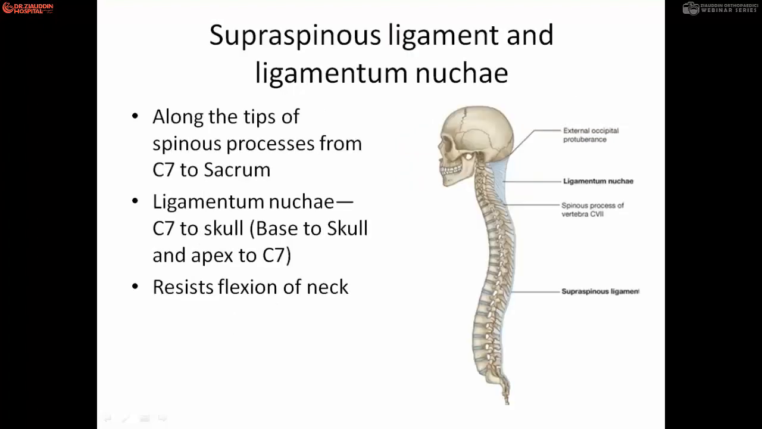Another ligament is the supraspinous ligament and ligamentum nuchae. It runs along the tips of the spinous processes starting from C7 to the sacrum, and from C7 above there is the ligamentum nuchae. It resists flexion of the neck.